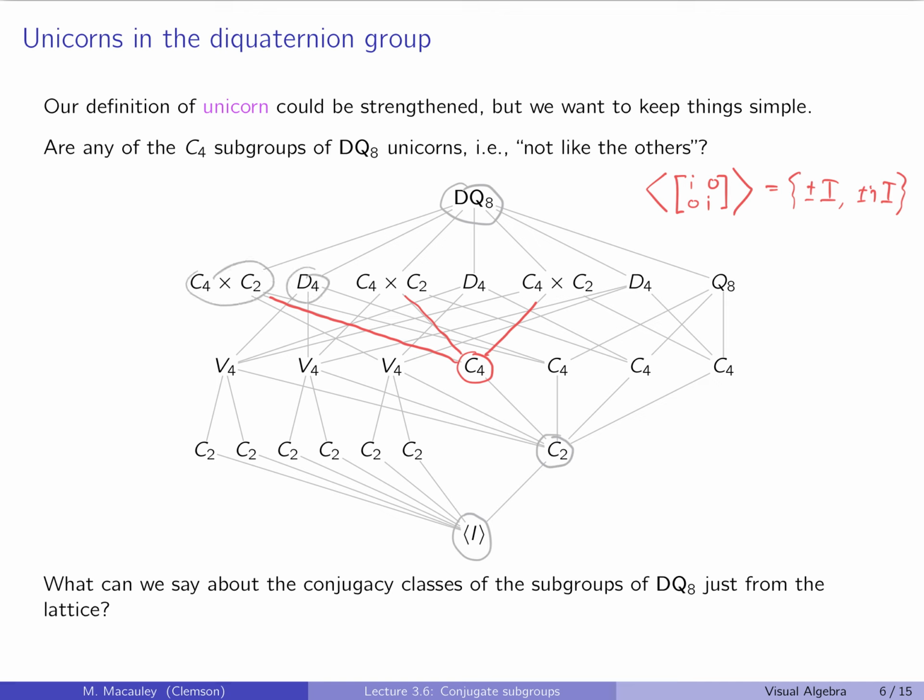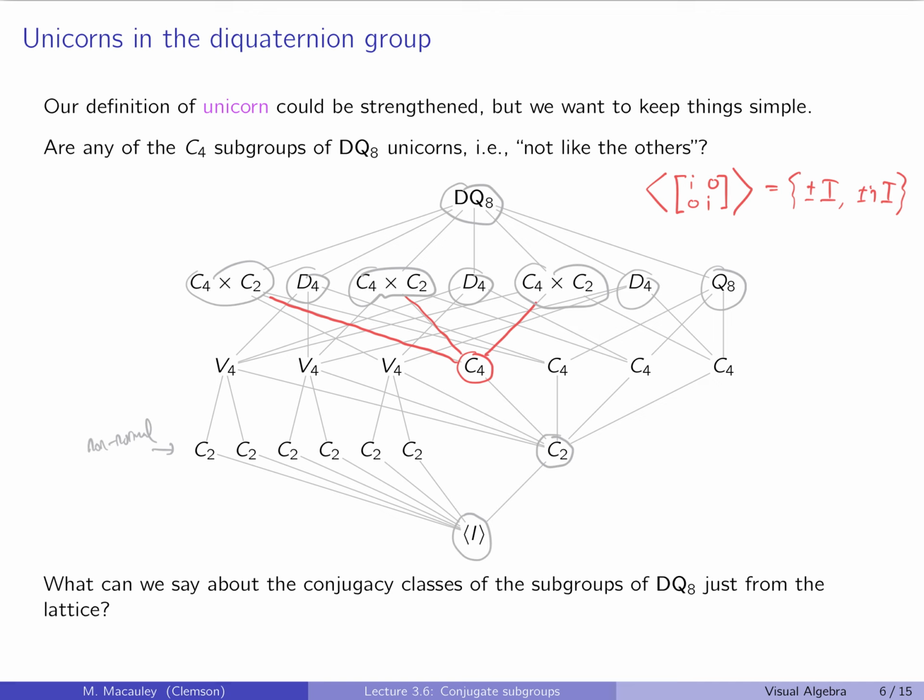All of the index 2 subgroups have to be normal. And then all of these subgroups here, these are not contained in the center. So all of these are non-normal. So they have to have a conjugacy class of size at least 2. And let me just show you something.